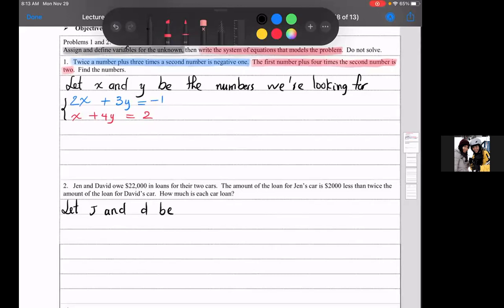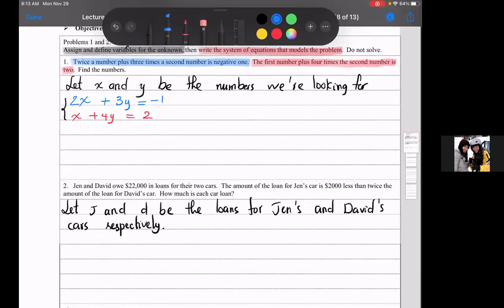Let J and D be the loan amounts for Jen's and David's cars respectively. You have to have the word respectively so they know which one is which. All right, this one's a bit of a twist and turn. First one, not so bad.